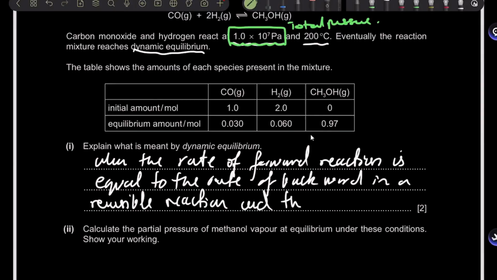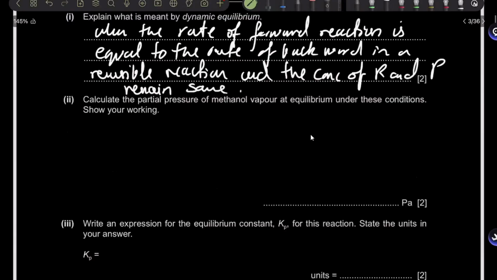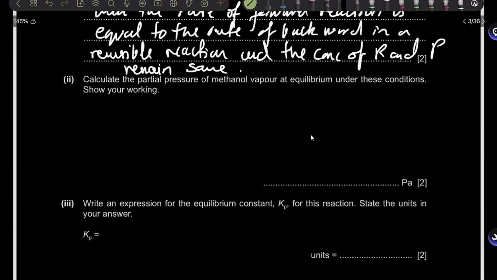And the concentrations of reactants and products, what do they do? Remain constant or the same, right? They do not change. So that's the second part, the second mark in this definition. The first mark is that the rate of forward and backward reaction is equal in dynamic equilibrium. And the second mark is that the concentration of reactant and product remains the same after dynamic equilibrium, does not change anymore. So calculate the partial pressure of methanol at equilibrium under these conditions, show working.